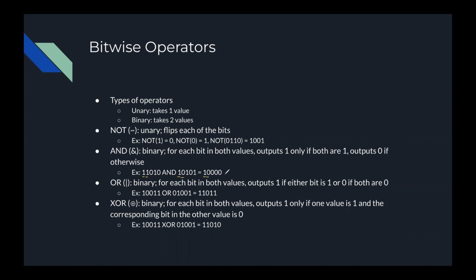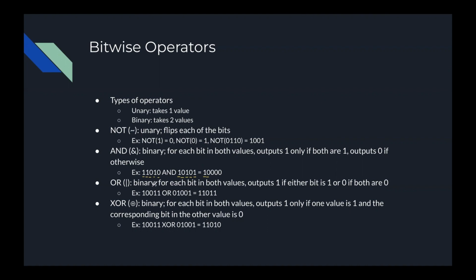You're going to notice the rest of our answer is zeros, and we can double check this. 0 and 1, 1 and 0, and 0 and 1. Each of those pairs had a 0 in it, which is why we had zeros for the rest of our answer.